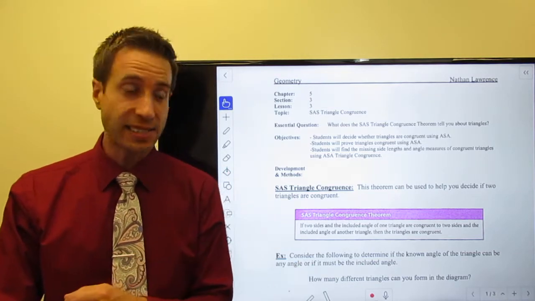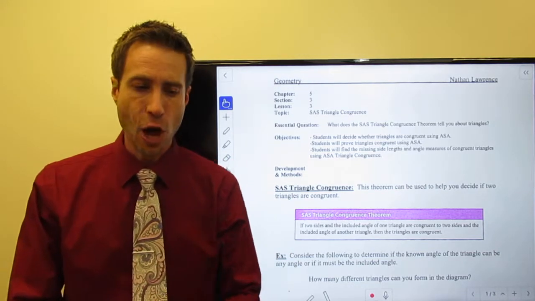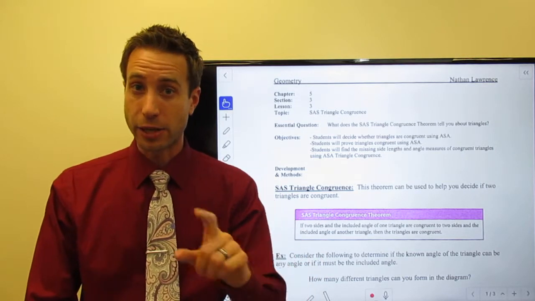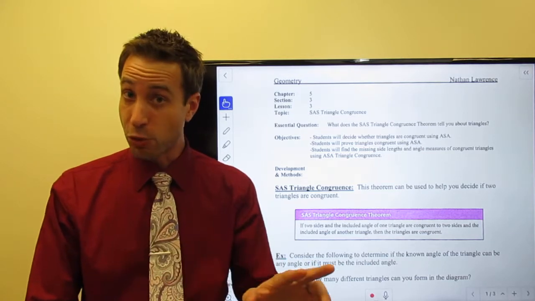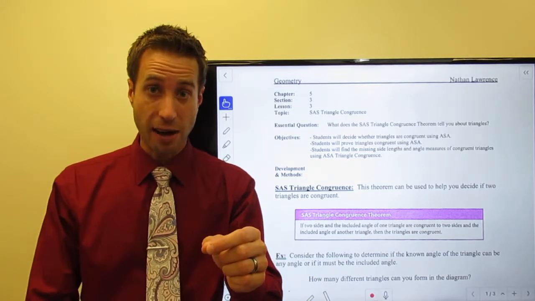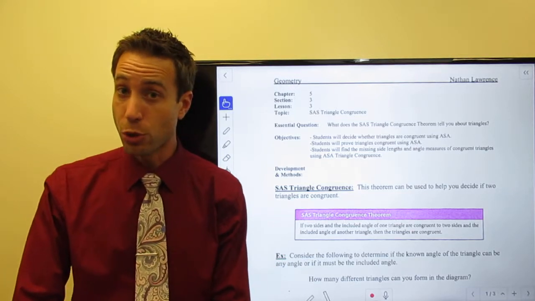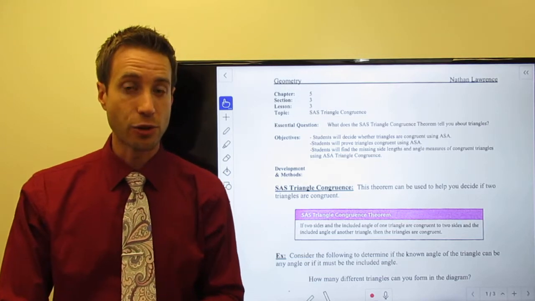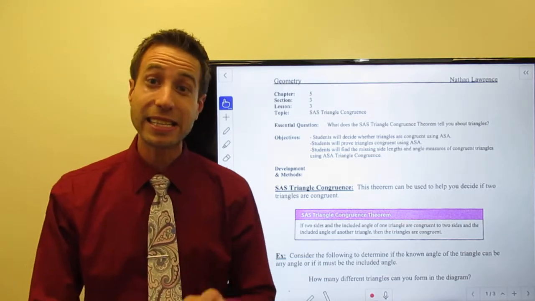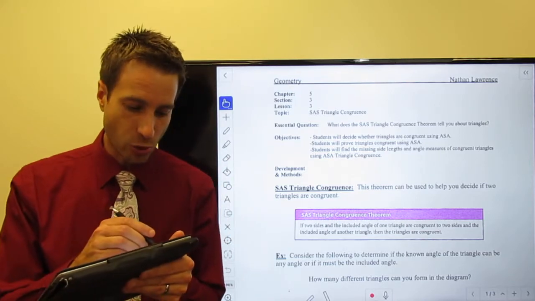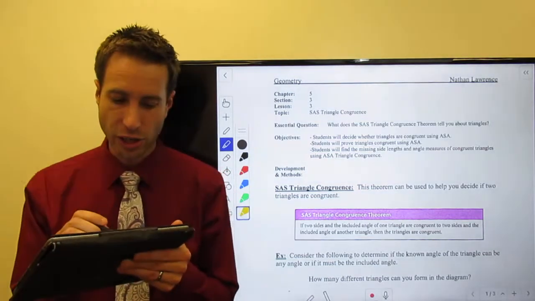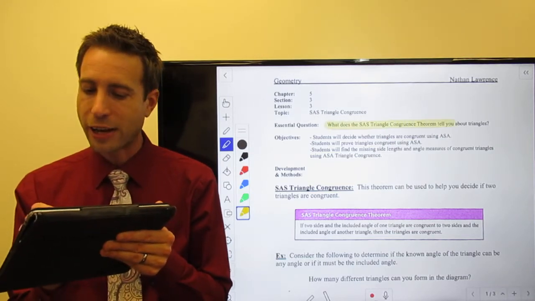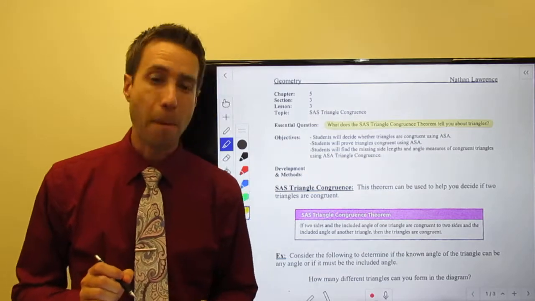So in the last section, we saw there was a shortcut. If we could prove 2 angles and the included side, so angle, side, angle, that was enough to prove the triangles were congruent, and essentially we cut our work in half. Turns out there's another shortcut. So let's jump right into this by first taking a look at our essential question. What does the SAS Triangle Congruence Theorem tell us about triangles?